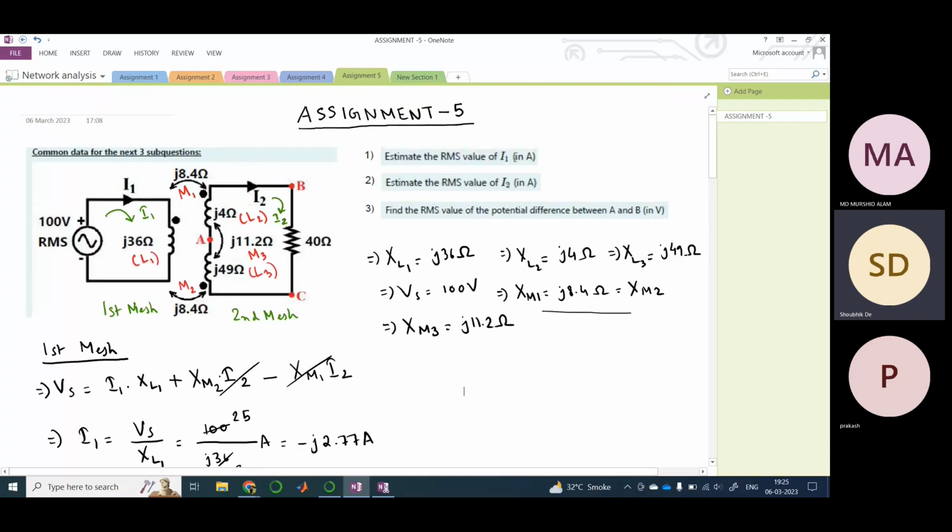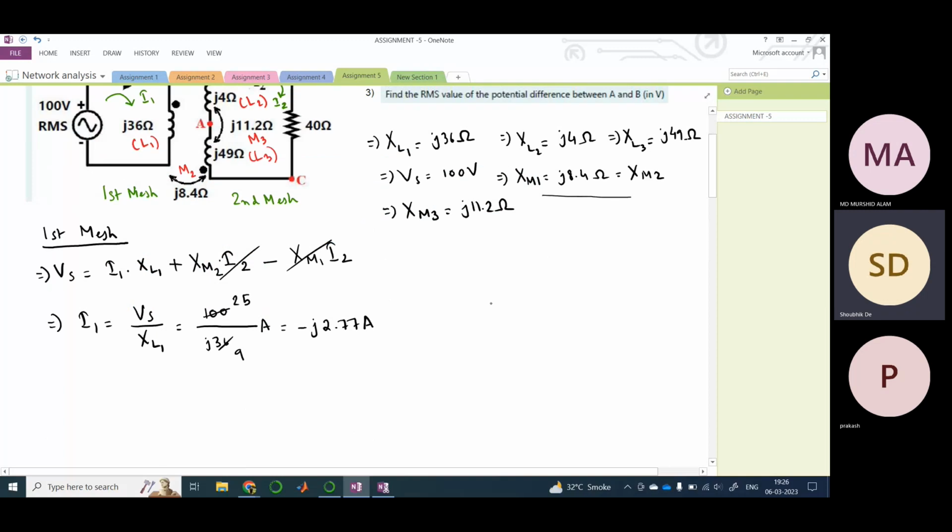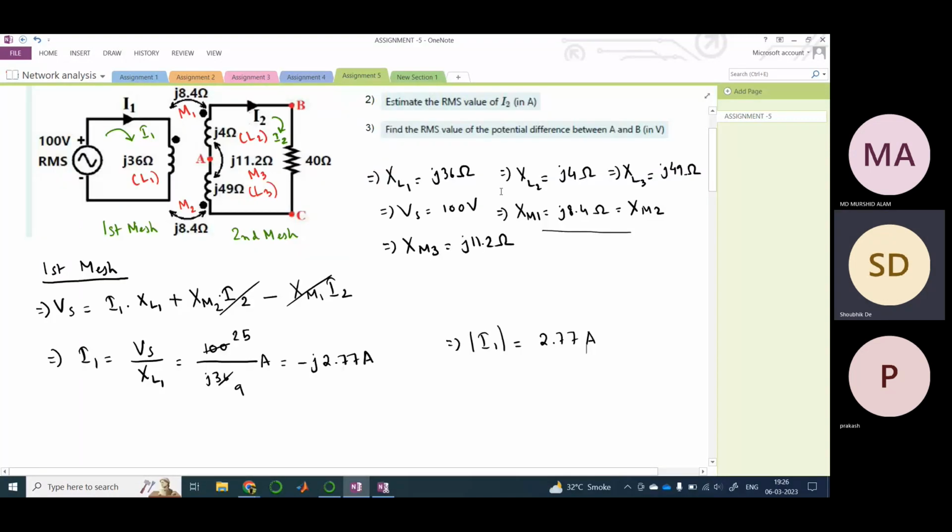Now they have told you to calculate the RMS value. So simply you need to write the magnitude of I1. It is nothing but 2.77 ampere. This is the answer to the first part. Now what is I2? We need to solve the second mesh.